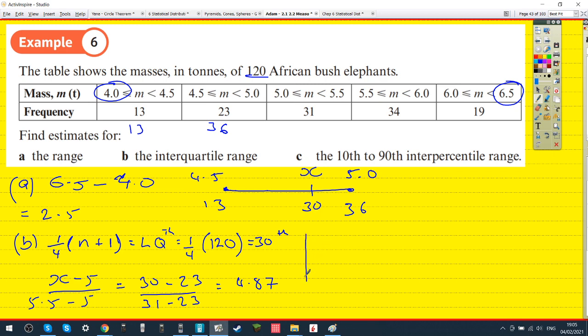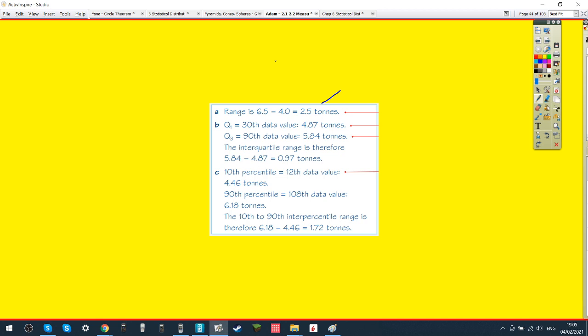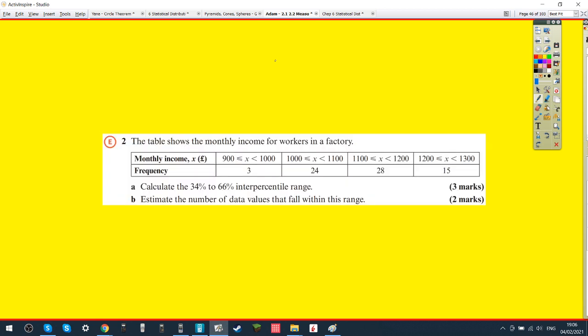And what would you do with the two answers? Would you minus upper quartile from the lower quartile? Yep. And then how would you do part C? So would you use... Is it 10 over 100? That'll work. Yep. And a 90 over 100? Yeah. So it'd be the 12th elephant and the 9 times 12, 108th elephant, something like that. Yeah, it just takes a long time using that equation, and you just do bigger, take away smaller. That's fine.